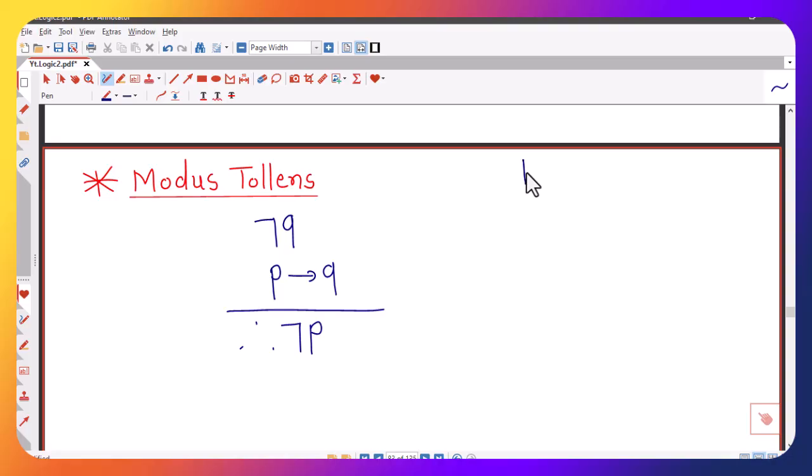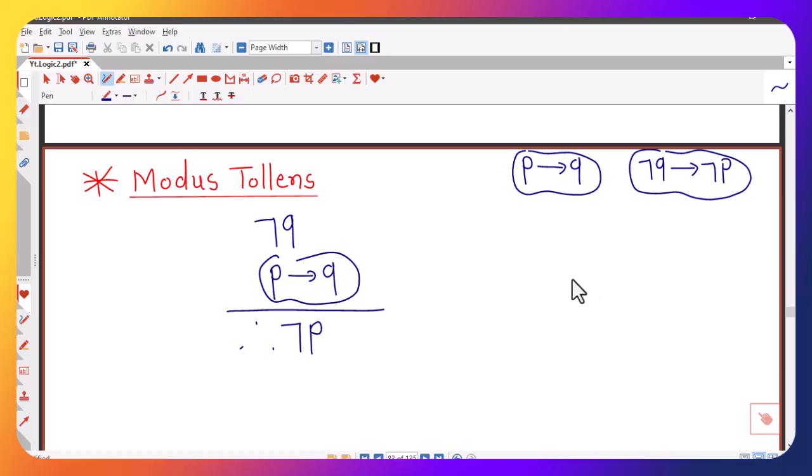First we recall that if we have P implies Q, then its contrapositive is negation of Q implies negation of P. We know that the contrapositive statement of P implies Q is negation of Q implies negation of P. So suppose instead of writing P implies Q, I am writing negation Q implies negation P, and here I have negation Q. Now I can apply modus ponens for this argument form.